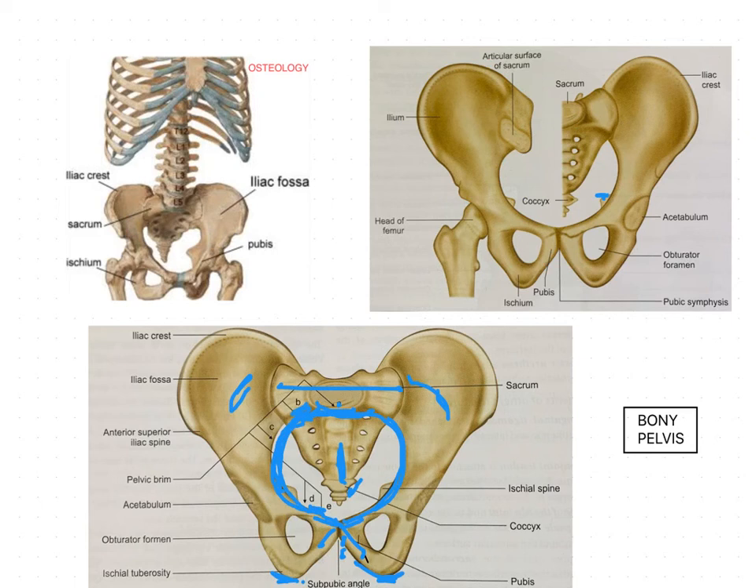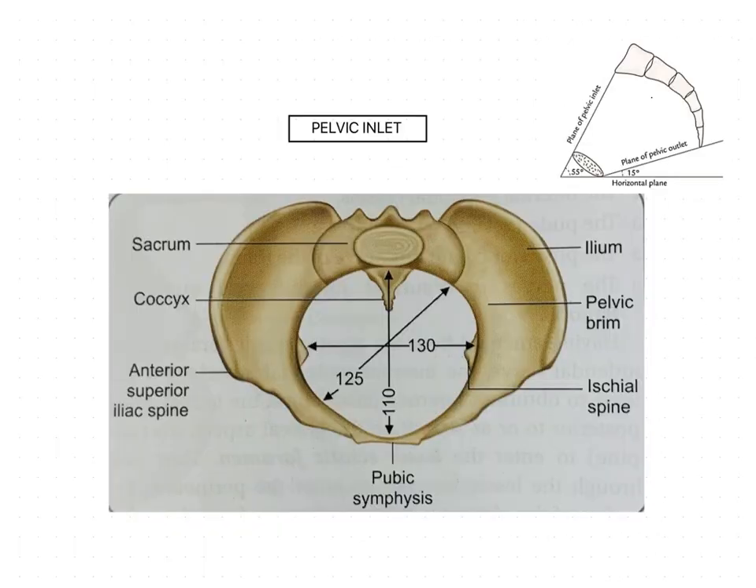Here, if you are going to consider the bony pelvis, the bony pelvis is nothing but the true pelvis. We are going to consider the measurements of the true pelvis, that is called osteometry of the pelvis. This osteometry of the pelvis includes the measurements for pelvic inlet, pelvic outlet, and also pelvic cavity. Now the first one we are going to see is the pelvic inlet. Yes, so this is the pelvic inlet.